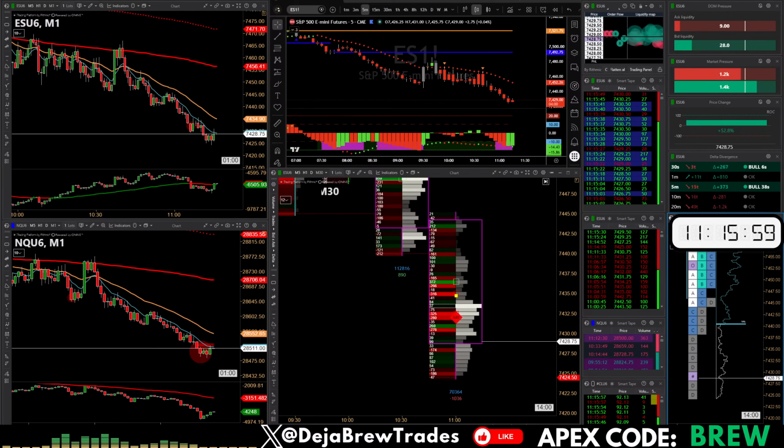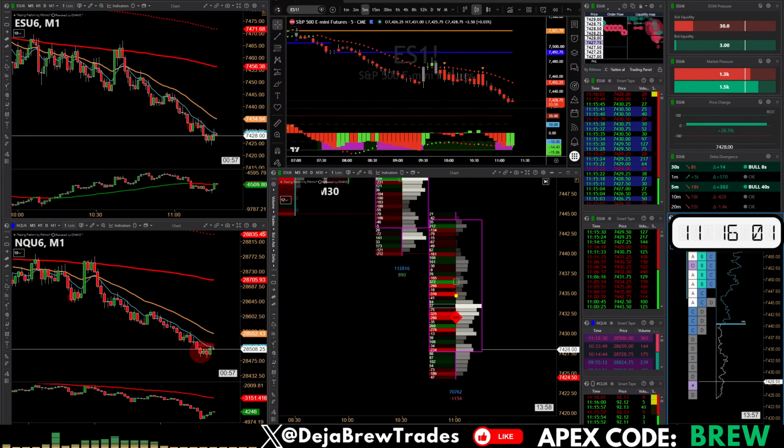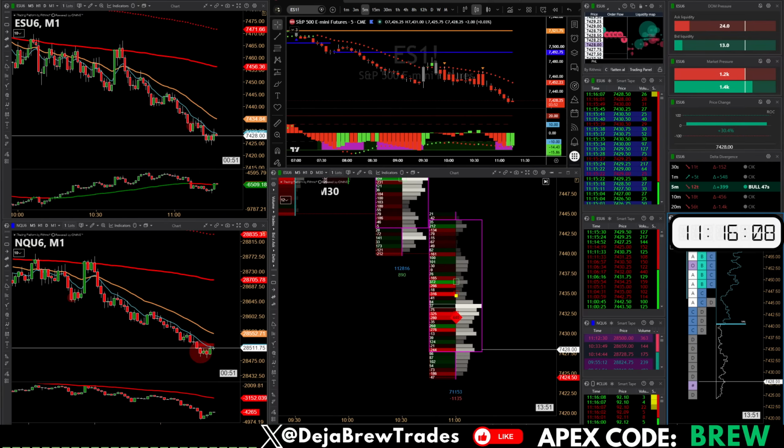Pretty much all the correlating markets, like I said earlier, are going up. So not good for equities. Dollar, yields, oil, all going up.